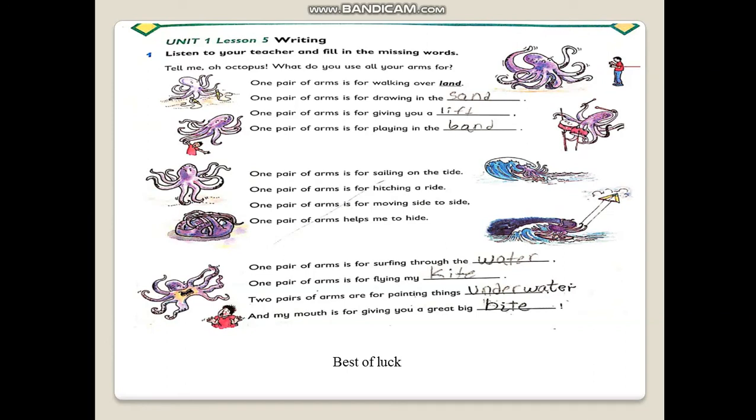Big bite. You have to complete the words with these words. Water, W-A-T-E-R, water. One pair of arms is for flying my kite, K-I-T-E, kite. Two pairs of arms are for painting things underwater, U-N-D-E-R, W-A-T-E-R, underwater. And my mouth is for giving you a great big bite, B-I-T-E, bite.